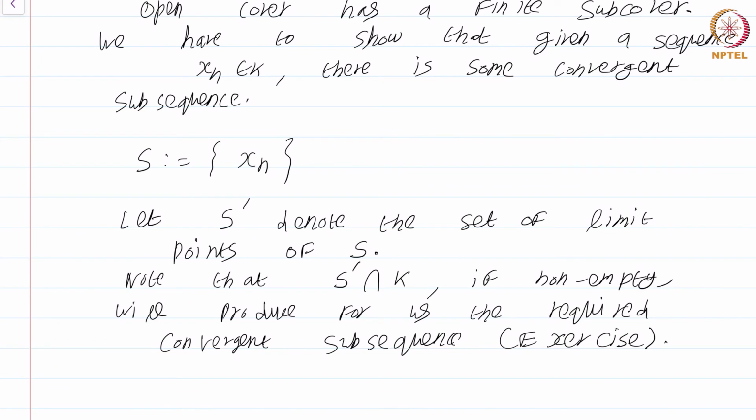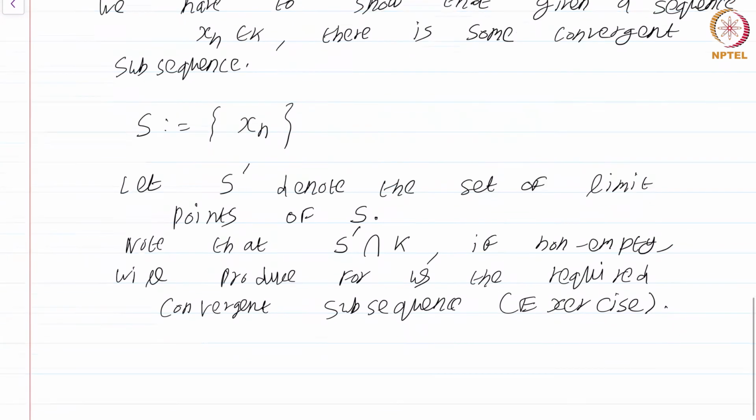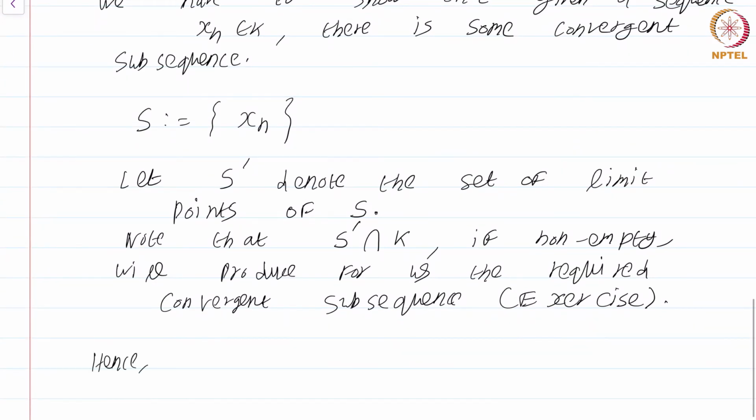What we are doing is, our aim is to produce a convergent subsequence of Xn. We are looking at all the limit points of S. The claim is, if one limit point of this set S is also there in K, this will allow us to produce a subsequence that is actually going to converge to a point of K, which is what we want to show. Okay? Hence, no limit point of S is an element of K.